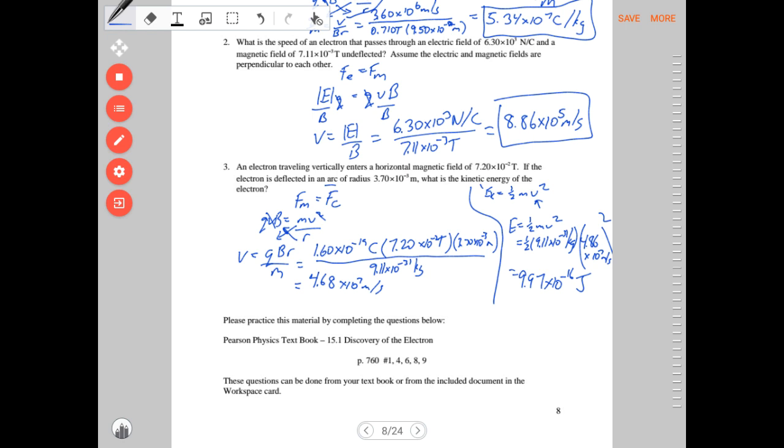I'd like you to practice this stuff by looking at page 760 in your textbook. You can use your textbook, or remember, I've made cards in your workspace for this, so you can print it off if you want, and then write your answers right on the question booklet. Doesn't matter to me, whichever one you want, and I will see you guys next section. Thanks.